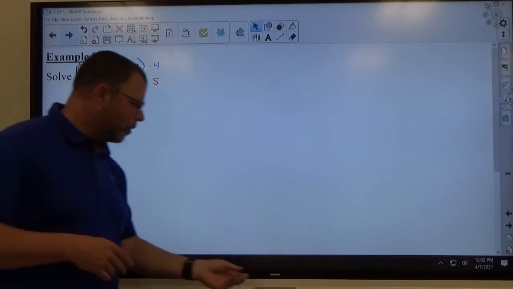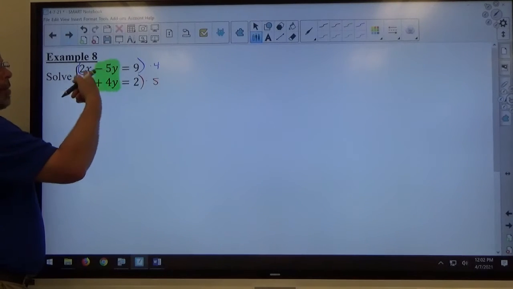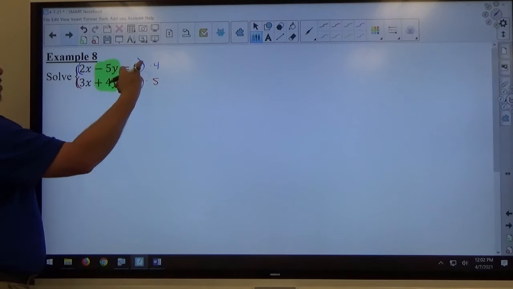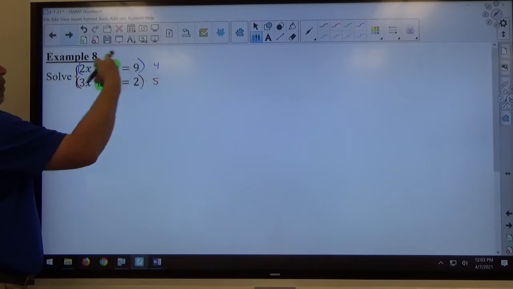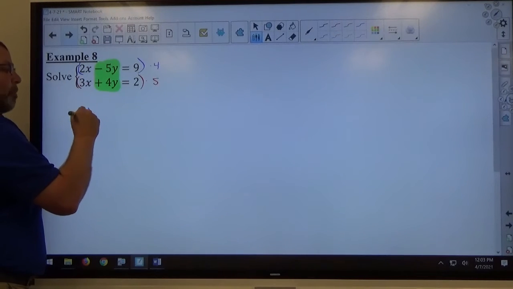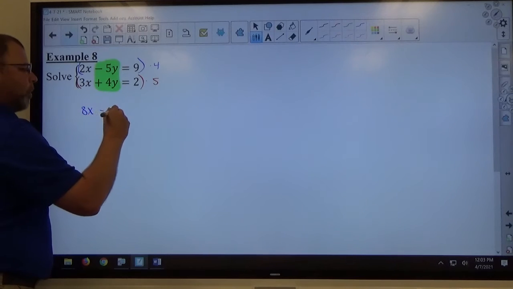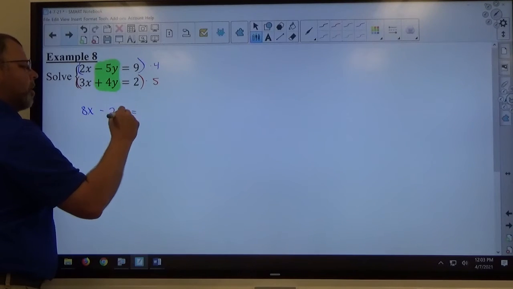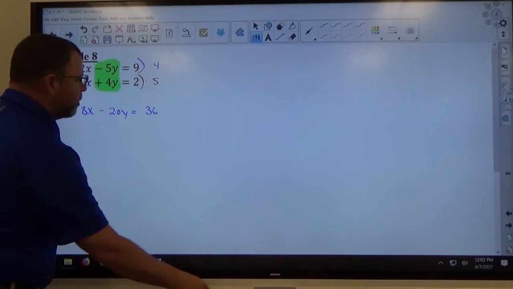All right, so you don't want to mess up. Again, I'm concerned about y, but everything else has to change if I change anything. So if I'm doing 4 times negative 5y, I have to do 4 times all pieces. So 4 times 2x makes 8x, both positive, so it's positive. Positive 4, negative 5y makes negative 20y. Positive 4 and positive 9 makes positive 36.